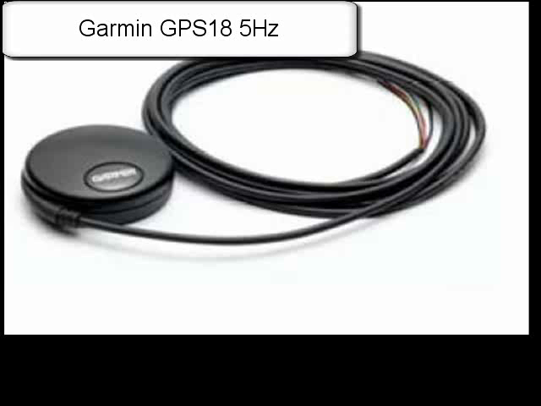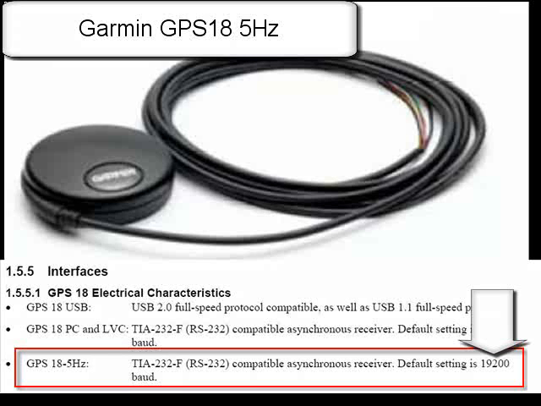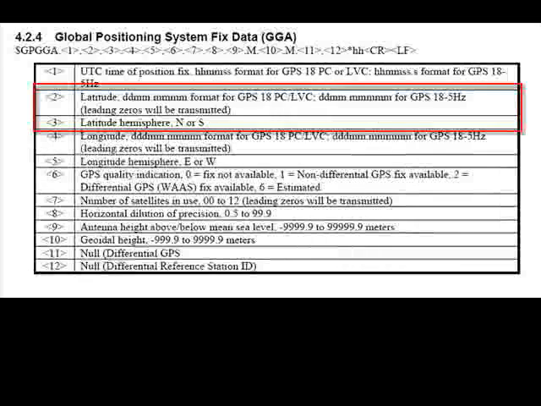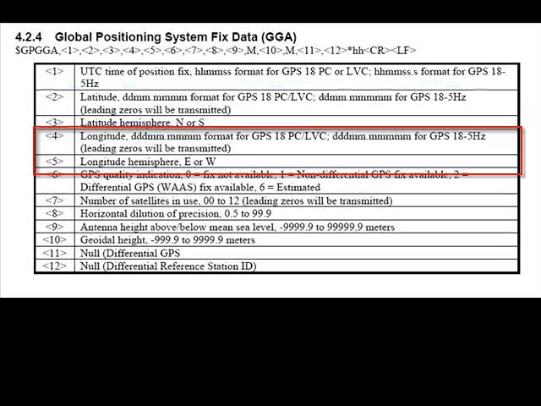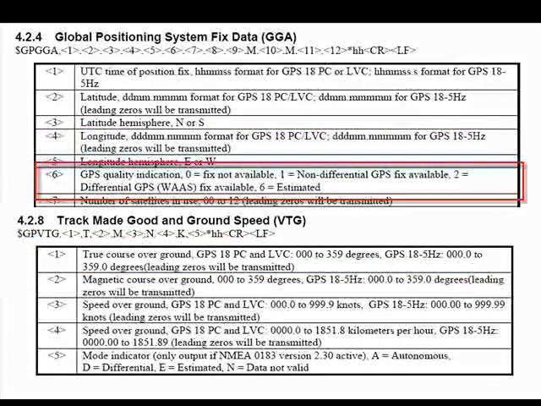Finally, we are going to add GPS measurements. The Garmin GPS 18 5Hz we are using has a default baud rate of 19200 and transmits by default the GPGGA string. We use this string to record latitude degrees and minutes and the longitude degrees and minutes. We will also record our current heading in degrees and the GPS status.